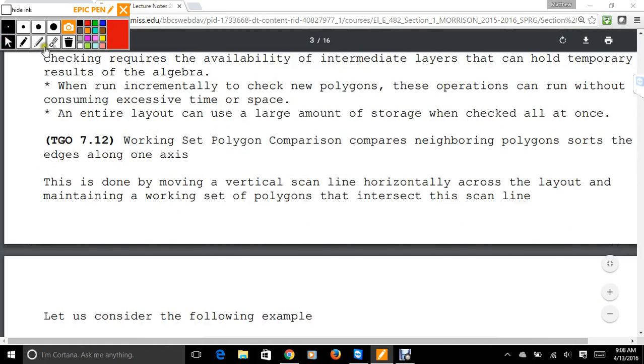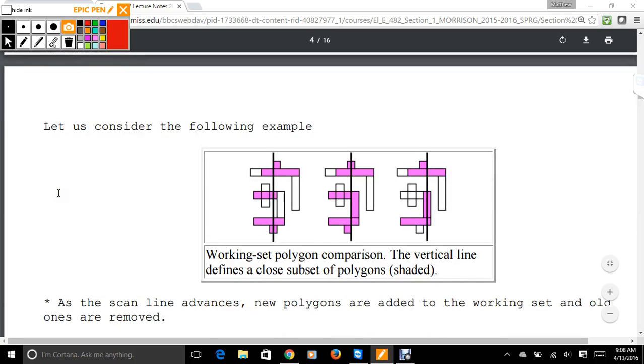And so again, working set polygons: taking this raster-based approach and then comparing neighboring polygons, sorting edges along one axis, whether it's the x-axis or the y-axis. What's happening here is that it's moving across this specific design, and it has chosen the y-axis. As it moves along, you see how here it's hit all of these different polygons, so it's going to do DRC checks on those. And as it moves along, now it's hitting all of these, and then it moves on a little further, and it's only doing those, right?